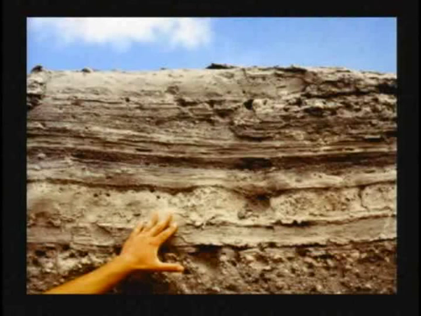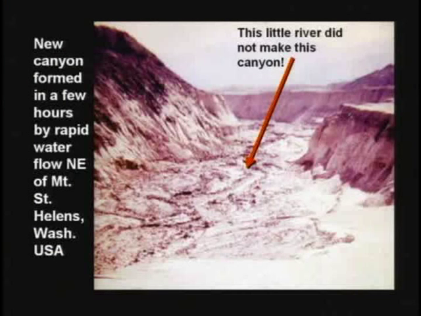Get a jar of dirt, add some water to it, and shake it up and set it down. It settles into layers for you very quickly. At the bottom of that big canyon is a little tiny creek called the Toutle River, about from me to the TV right there, 20 feet wide.